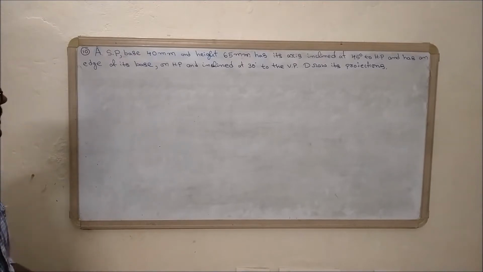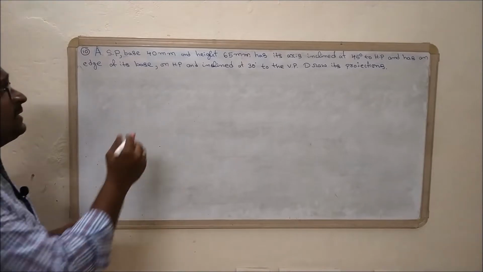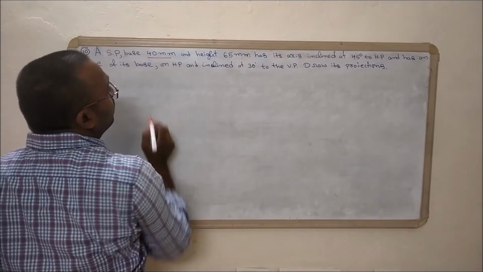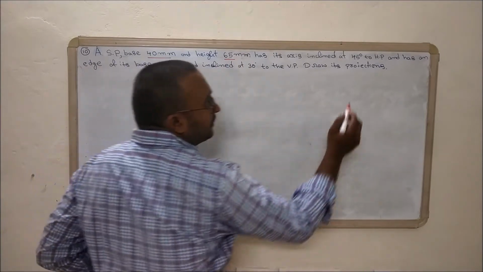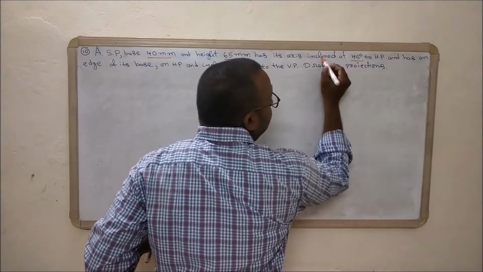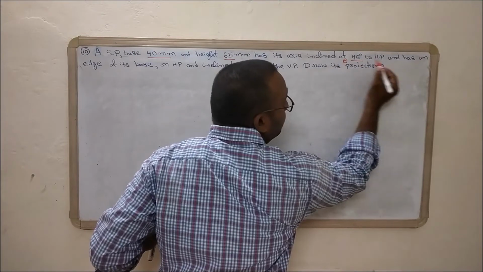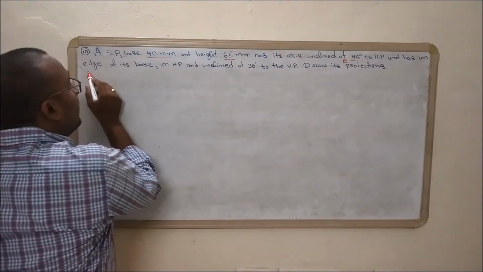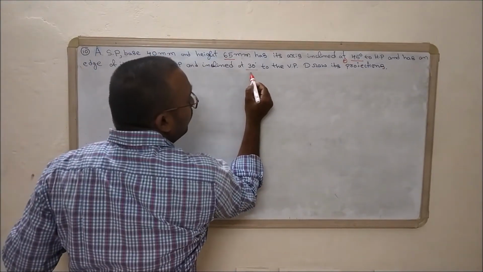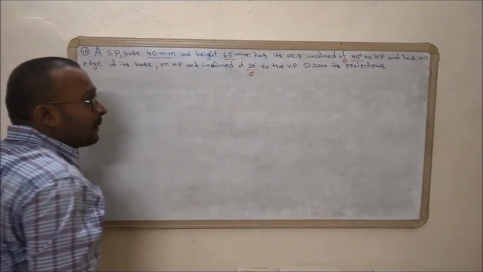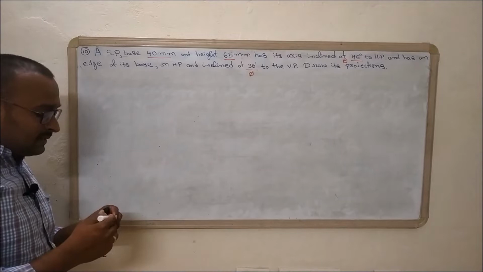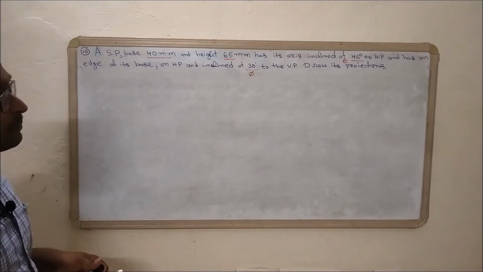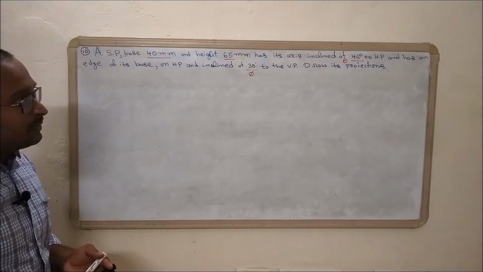So here a square prism of base 40 mm and height about 65 mm, and theta is given, and at the same time phi is given. So based upon this data we need to construct the orthographic projection of the square prism.